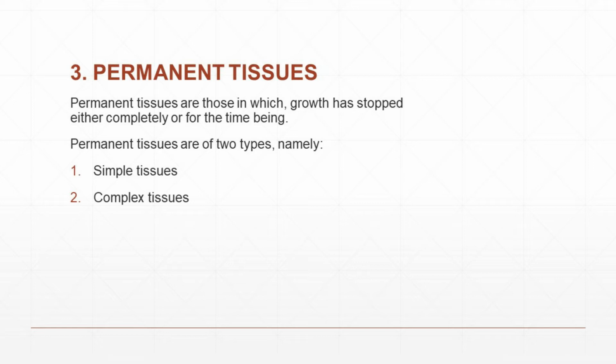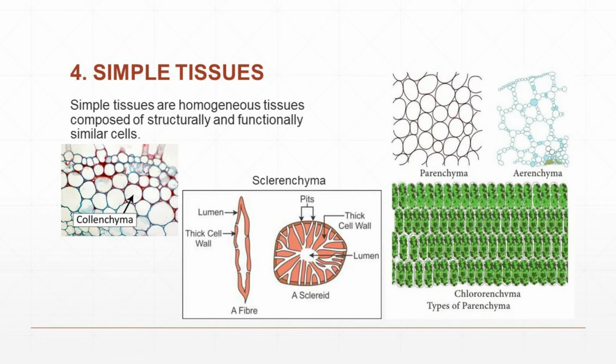Permanent tissues are of two types, namely simple tissue and complex tissue. First, let us learn about simple tissues. Simple tissues are homogeneous tissues composed of structurally and functionally similar cells. Examples are parenchyma, collenchyma and sclerenchyma. Let us learn one by one.